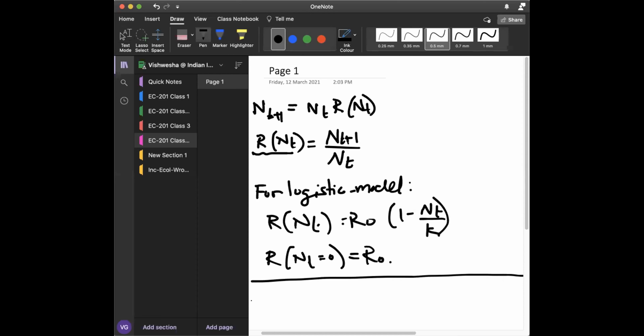So when you put Nt equal to K here, the growth basically becomes 0. There is no one single way to explain this. This is basically the population size at which the ecosystem collapses to extinction. So that's one way of writing it. As long as you get this broad idea, I think it's totally fine.